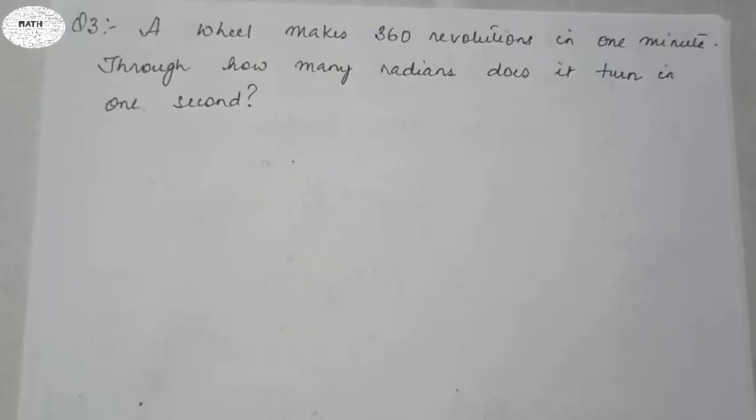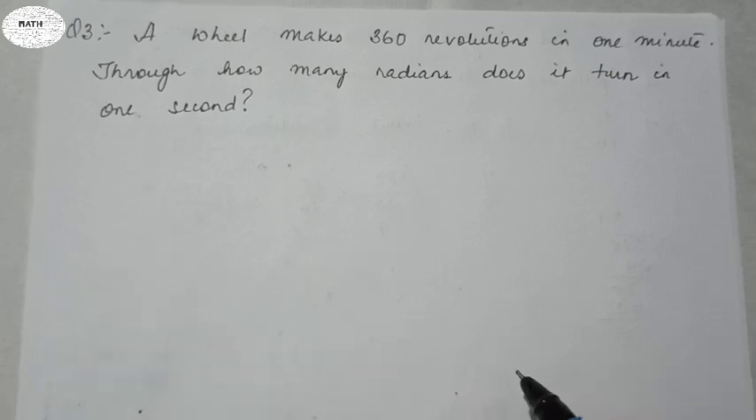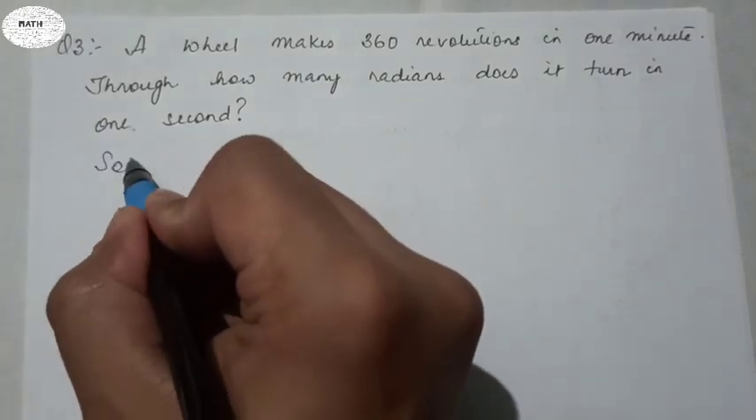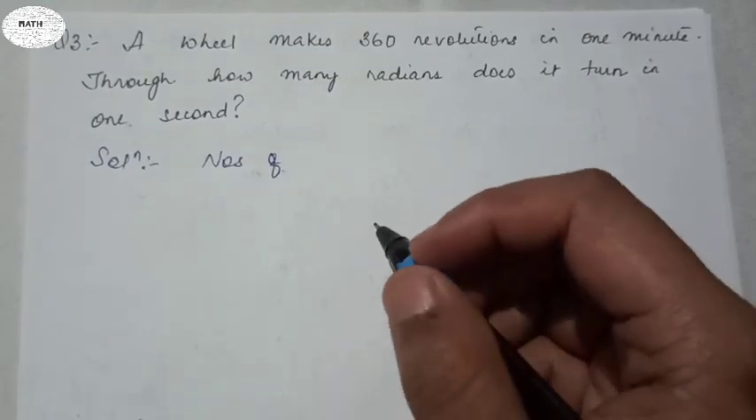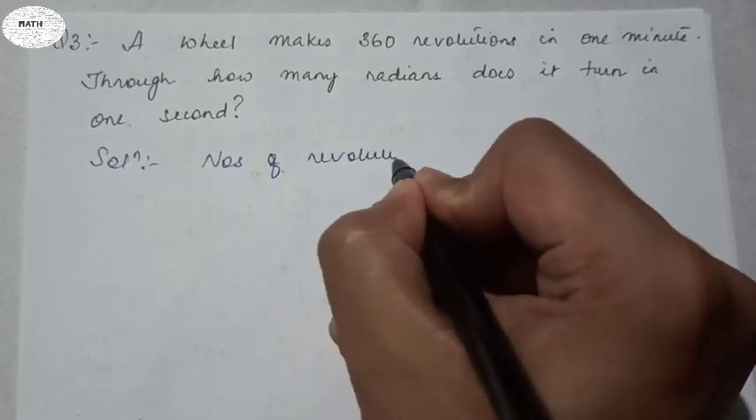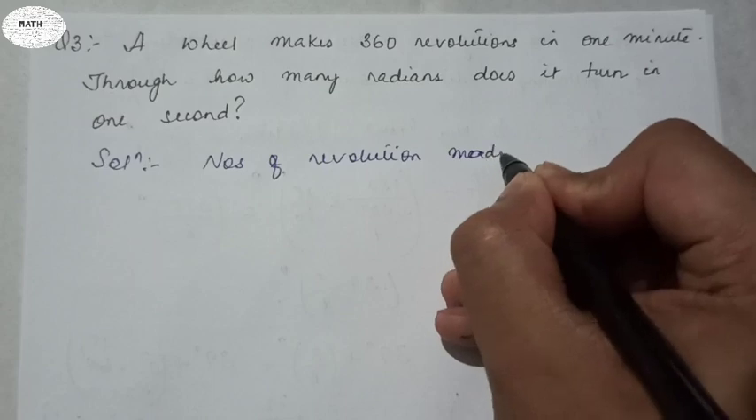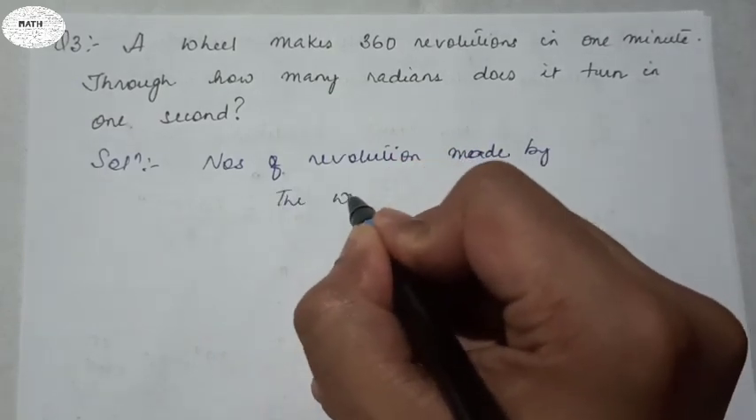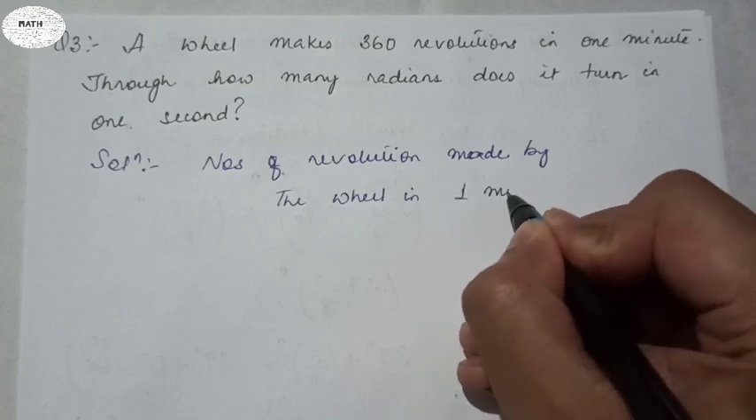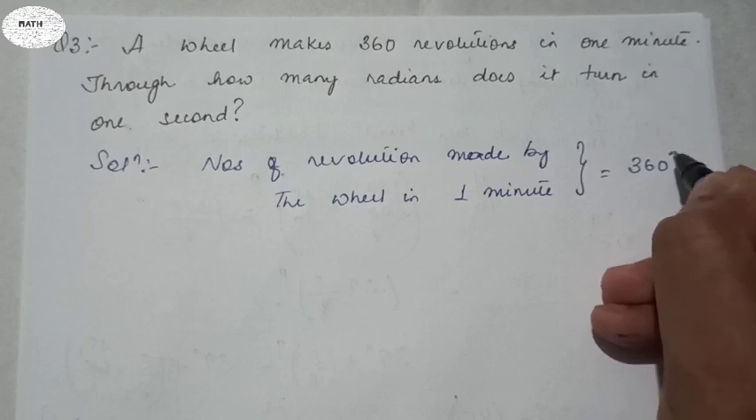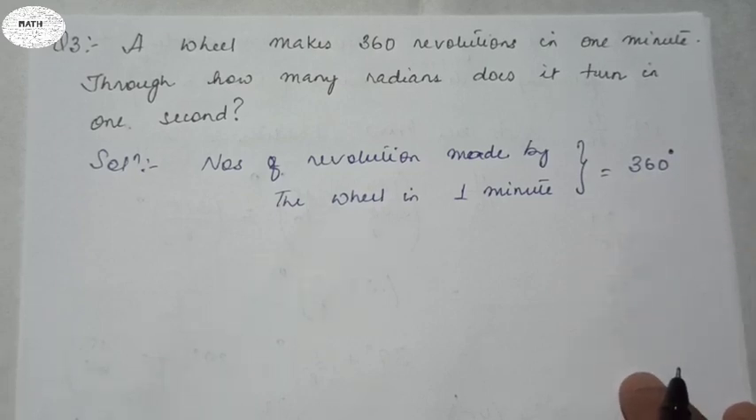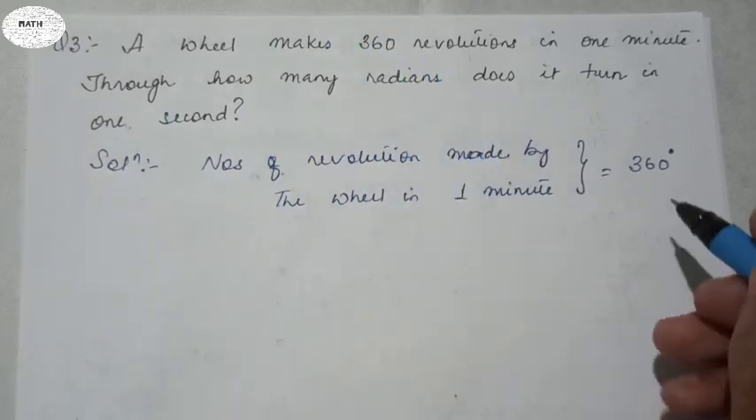Question number 3 is given to be: a wheel makes 360 revolutions in 1 minute. Through how many radians does it turn in 1 second? So I have to get the answer in radian. Alright, the solution: it's given to be the number of revolutions made by the wheel in 1 minute is 360. We know that a revolution made by the wheel is one whole complete circle.